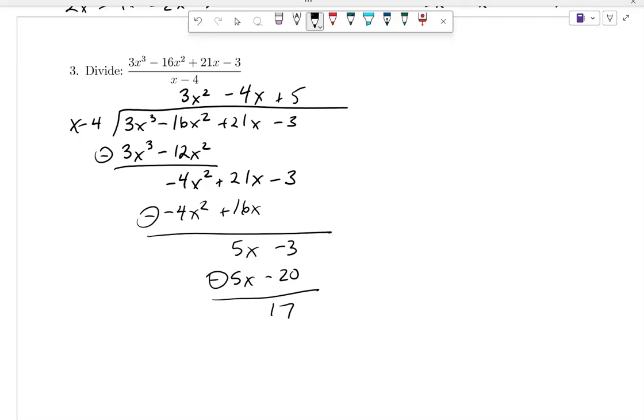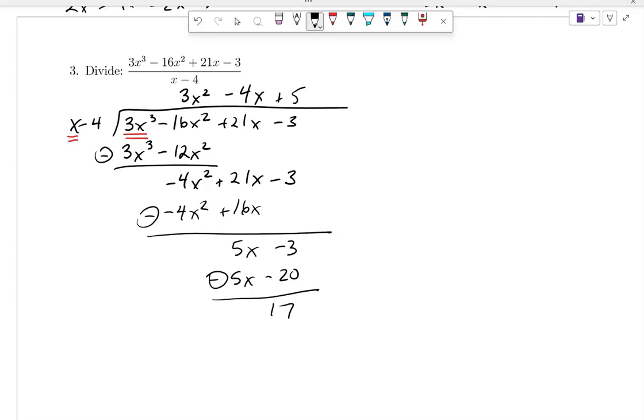All right, so let's just go through real quick. First thing we look at is what? Look at those two parts. Yep, look at the 3x to the third. What do you need to multiply x by to give you 3x to the third? 3x squared? Yeah? Yep. Multiply your 3x squared by x minus 4, you get 3x cubed minus 12x squared. And we subtract. The 3x cubes cancel, but you have negative 16x squared minus a minus 12x squared. So that gives you minus 4x squared when you're done.